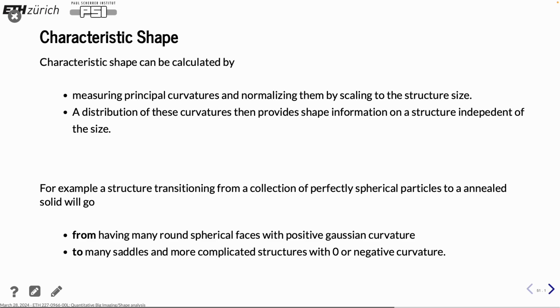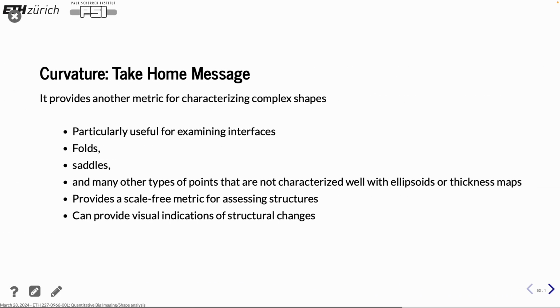more another kind of shape depending here. So you can see very much from these curvatures. You can of course examine how the interface or different interfaces look like. If you have a lot of folding, if you have a lot of saddles in your data, it can also give some visual indication if you plot it of structural changes.